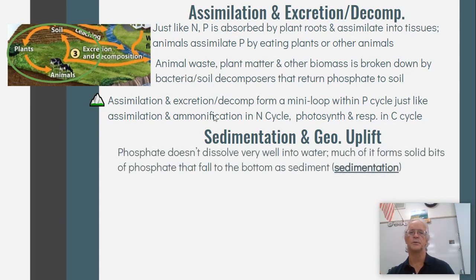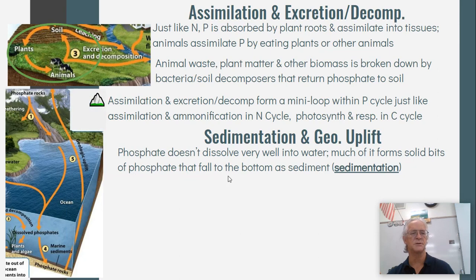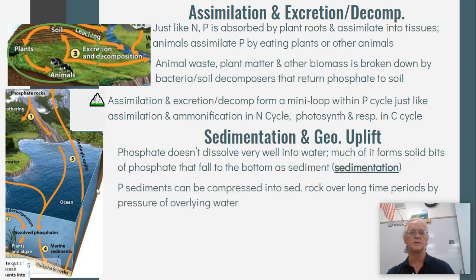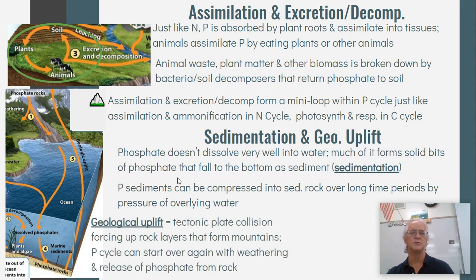Phosphate doesn't dissolve very well in water. Much of it forms solid bits of phosphate that fall to the bottom in sedimentation. Phosphorus sediments can be compressed into sedimentary rock over long periods of time by pressure from the overlying water. Geological uplift is how it returns. Tectonic plate collisions force rock layers up to form mountains. The phosphorus cycle can start over again with weathering and release of phosphate from the rock.